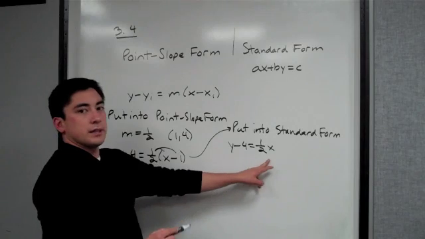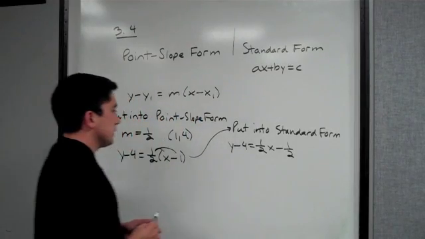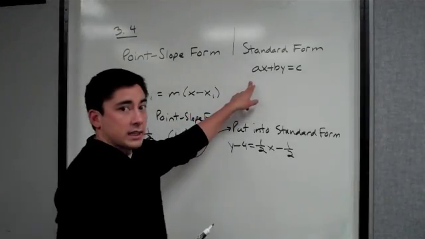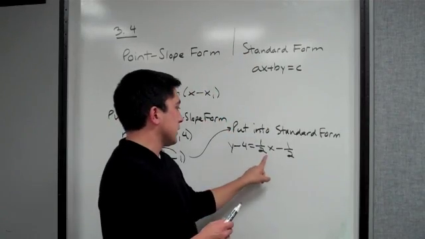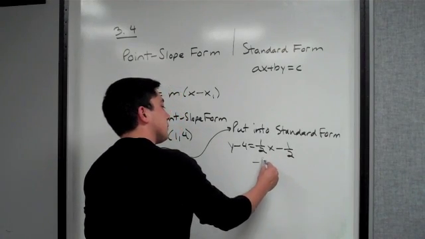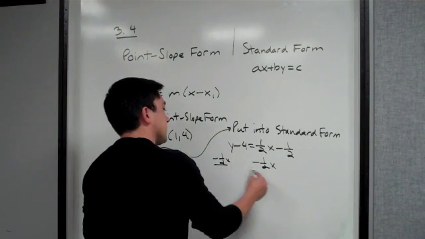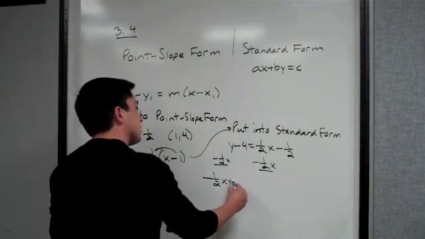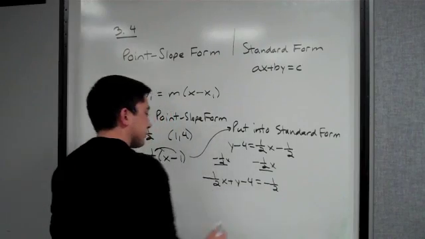1/2 times x is 1/2 x. 1/2 times -1 is -1/2. Okay? So we're good so far. Now notice standard form, x and y are on the same side. Both on the left side of the equal sign. So this is in the wrong spot. So we're going to move that over. Minus 1/2 x. So we're left with -1/2 x plus y minus 4 is equal to -1/2.